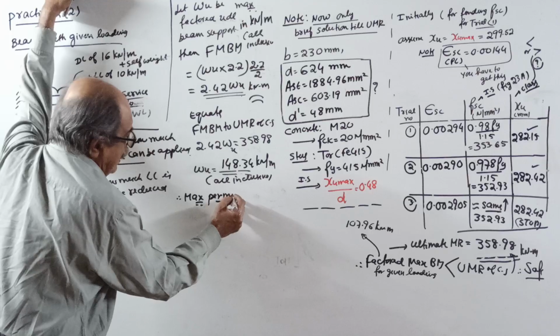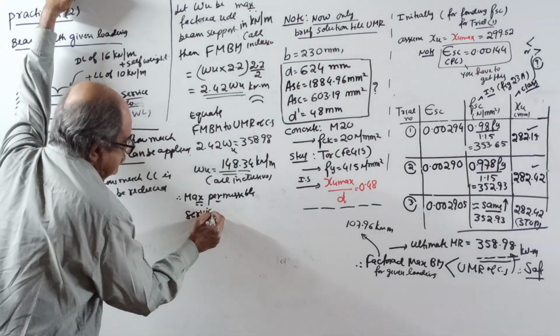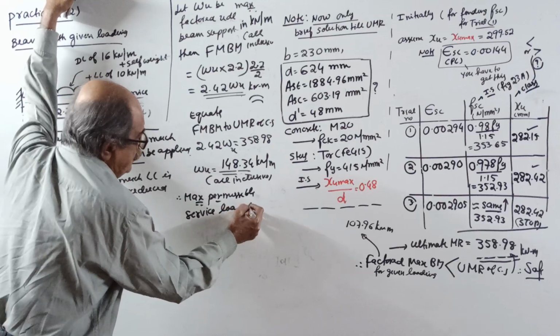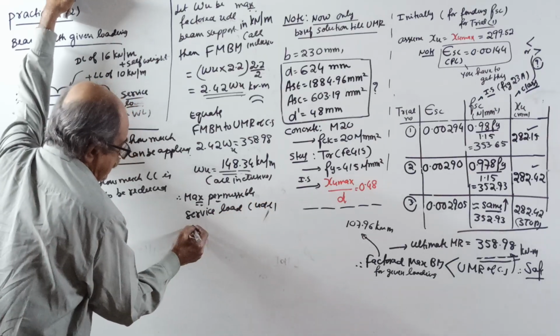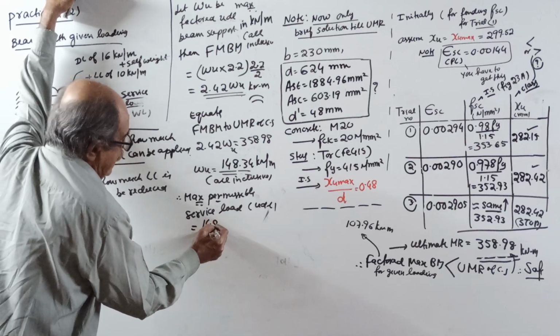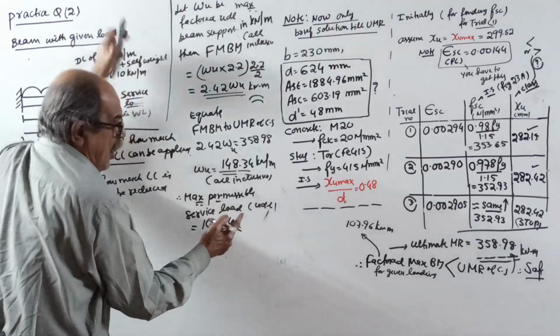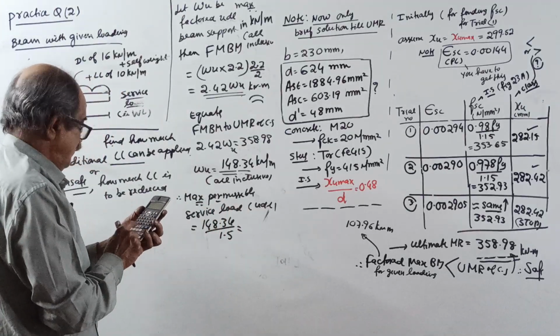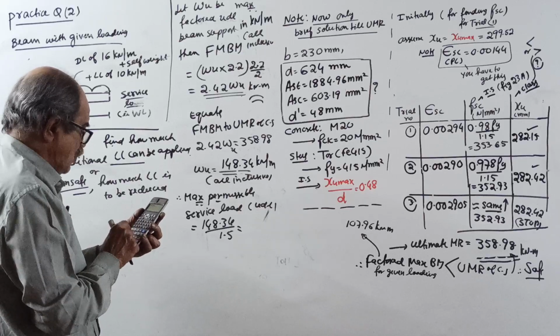Maximum permissible service load in the form of UDL equal to 148.34 divided by 1.5. This is all I told earlier. See, one class I had taken fully for factor of safety only. Go through it.